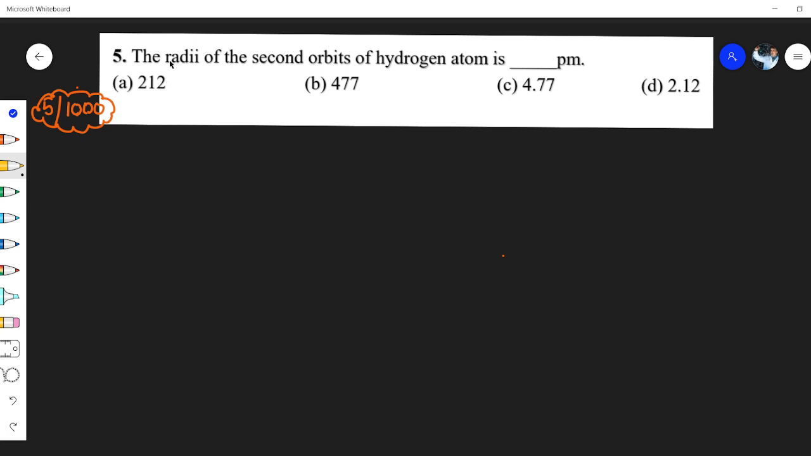Now, the question asks: the radius of the second orbit of the hydrogen atom is ___ picometer. So what is the formula for the radius of the hydrogen atom? I hope all of you know the radius formula for hydrogen and hydrogen-like atoms. So just write down the formula of the radius. Radius r_n, that is for the nth orbit, r_n is equal to a_0 into n square upon Z.